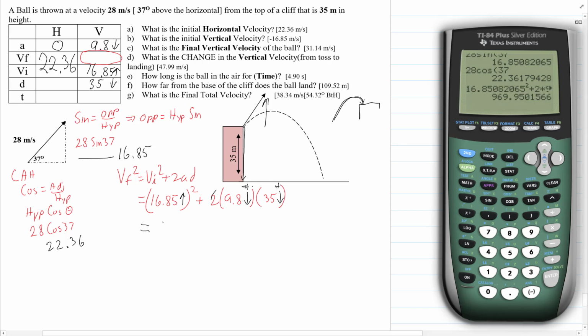Take that number, square it, add 2 times 9.8 times 35. And this is going to be 969.95. So VF is going to equal the square root of that, 31.14. Now, is that a positive or negative? It doesn't matter. The positive and negative just indicates the direction, and we know the direction is down. So this is going to be 31.14 down.